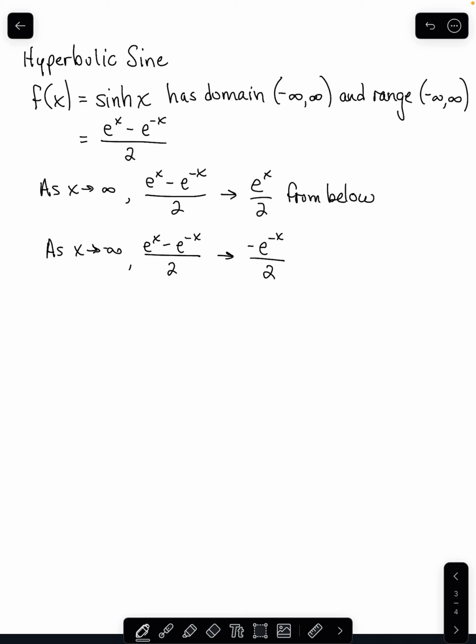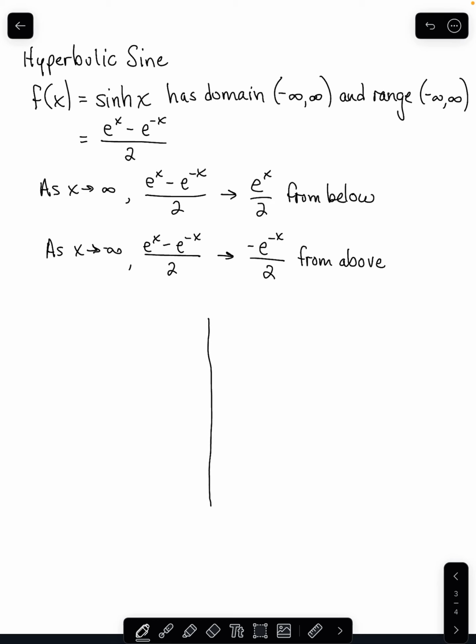Now that being said, note the subtraction has now become negative e to the negative x over 2. That gives us a vertical reflection. And that is being combined with e to the x, which is always positive, and therefore the graph of hyperbolic sine will always be slightly above the graph of negative e to the negative x over 2. So it will approach it from above.